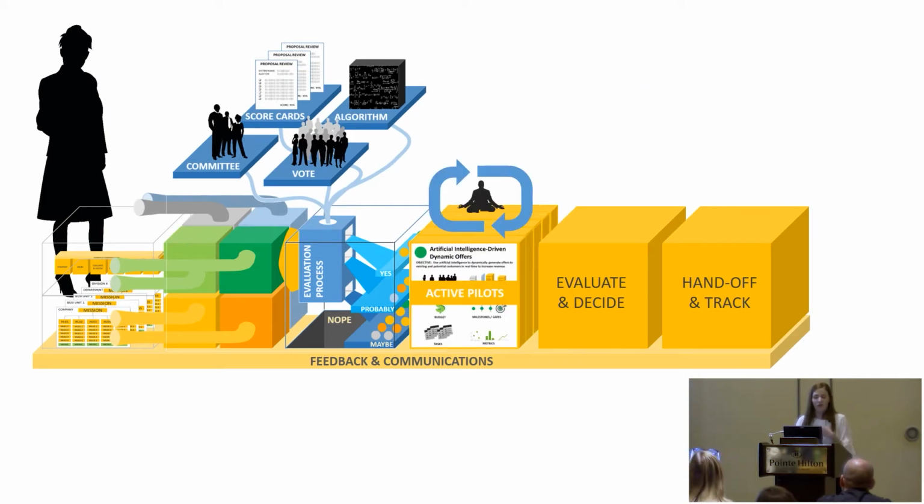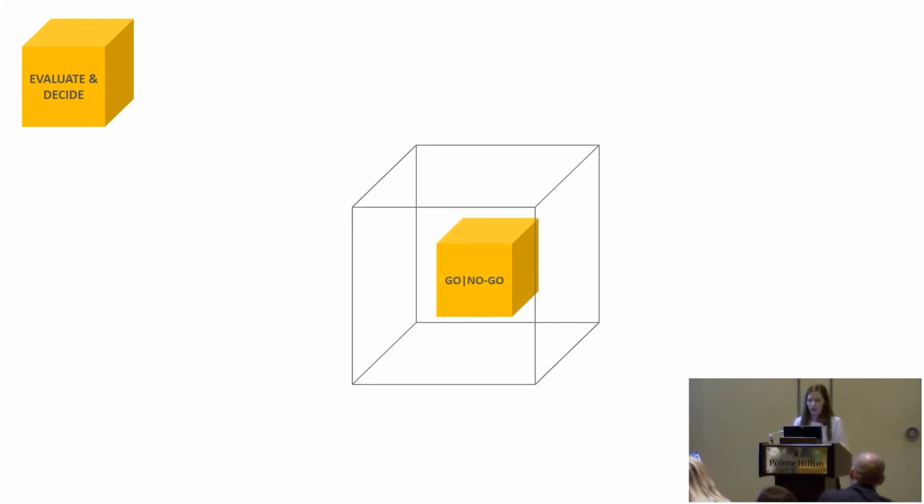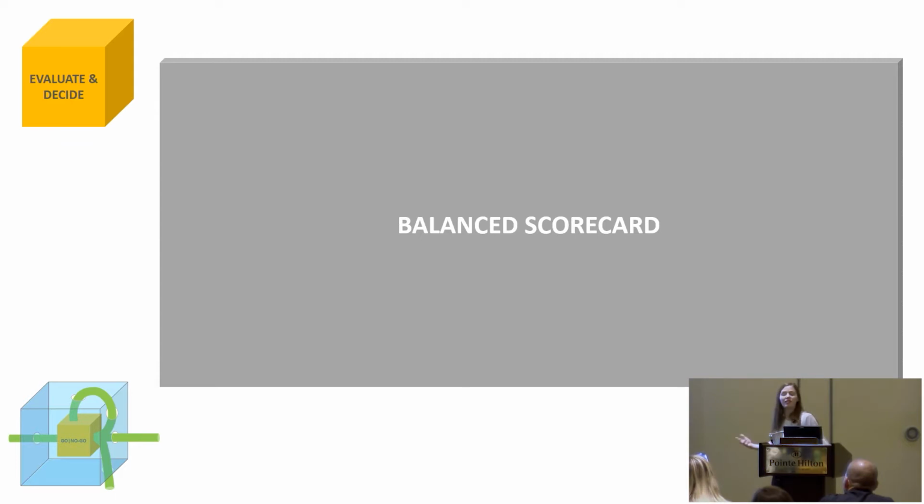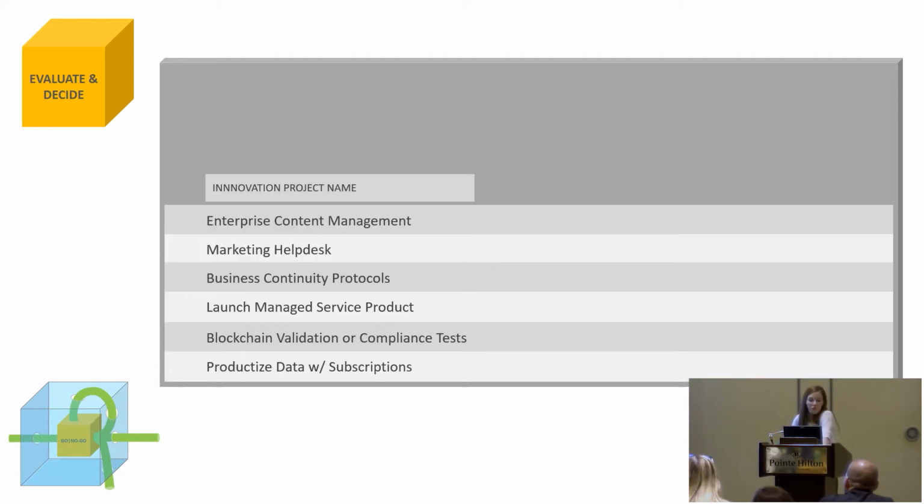Okay. It's pretty simple because now we evaluated and decided on the ideas. Now let's do the same for the pilot program. Which ones worked and which ones didn't work? So how do we determine that? We might have a balanced scorecard, right? So we might grade the pilot program.